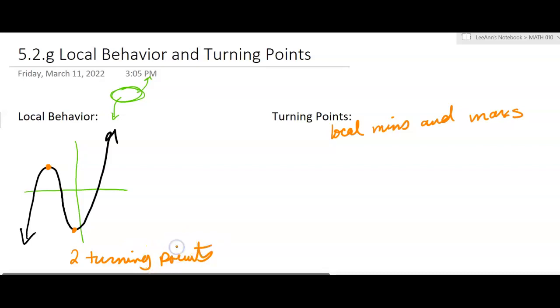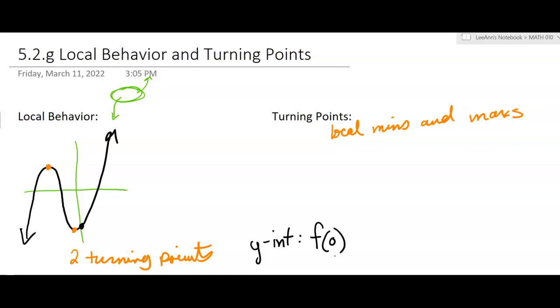We can also talk about the Y-intercept. The Y-intercept would be right here. So the Y-intercept, that's when you're evaluating f of 0. That's when you're putting 0 in for the function. That's going to find you the Y-intercept.